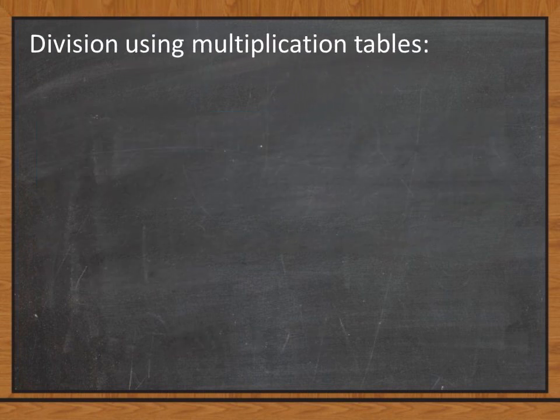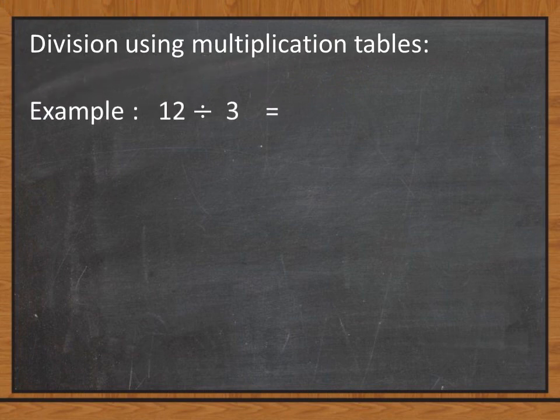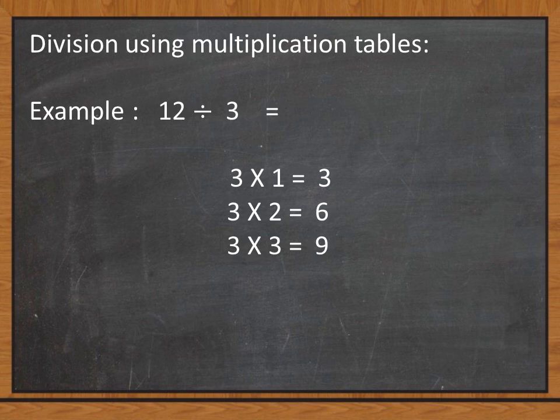Division using multiplication tables. Let us see an example. 12 divided by 3. Now, say the multiplication table of 3 till you get the product 12. 3 into 1 equals to 3. 3 into 2 equals to 6. 3 into 3 equals to 9. 3 into 4 equals to 12. That means 4 times 3 equals to 12. Therefore, 12 divided by 3 equals to 4.